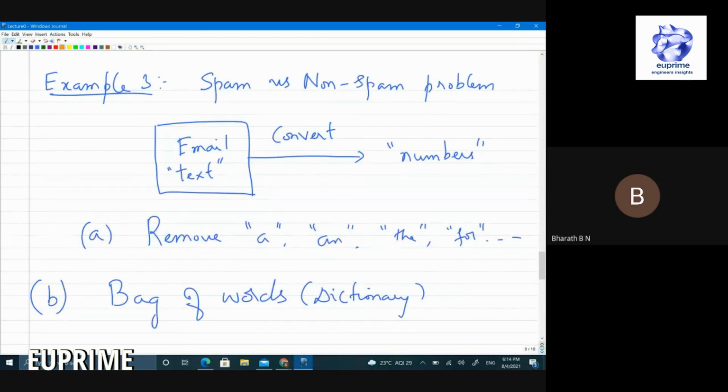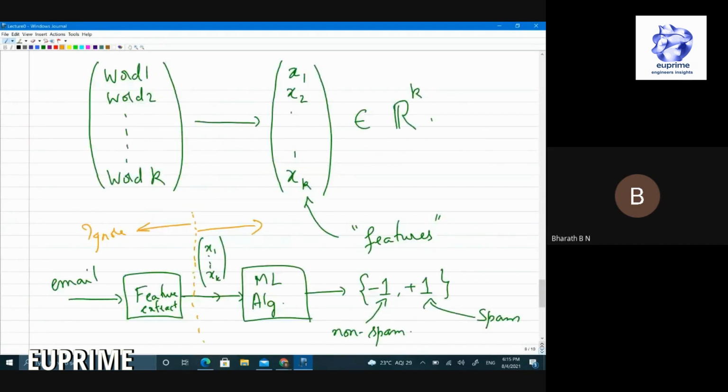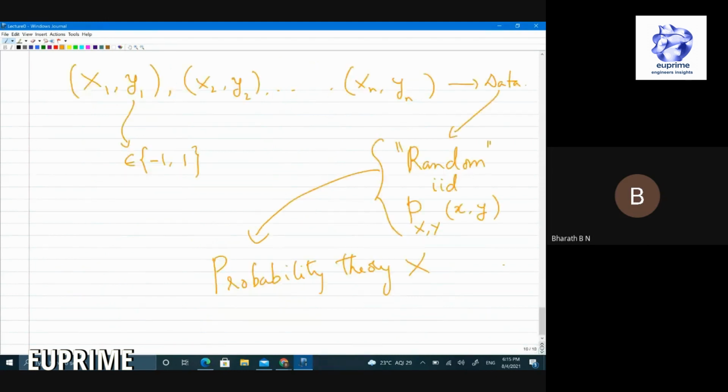Okay, so the third example that we looked at was the spam versus non-spam problem. So essentially, there is an incoming email, and you have to figure out whether it's spam or non-spam in an automatic fashion. So what you do is you remove all unnecessary words like articles, an, a, and so on. And then you have a bag of words called a dictionary, and you count the number of times each word in this bag of words appears, right? You call that the feature vector here, x1 through xk. Now the problem boils down to, given this feature vector, you have to say whether it's +1 or -1, right?